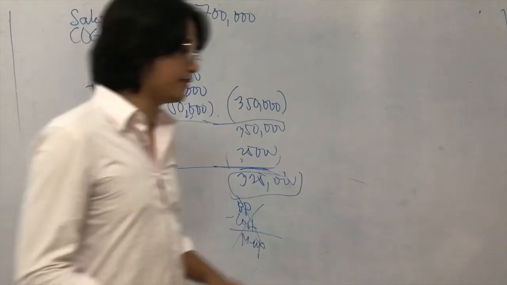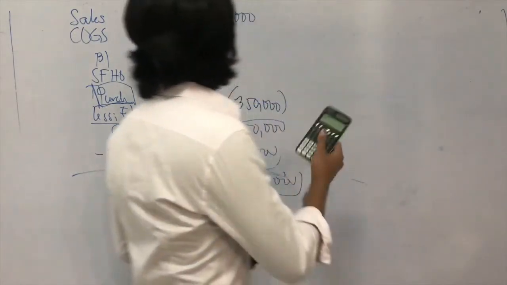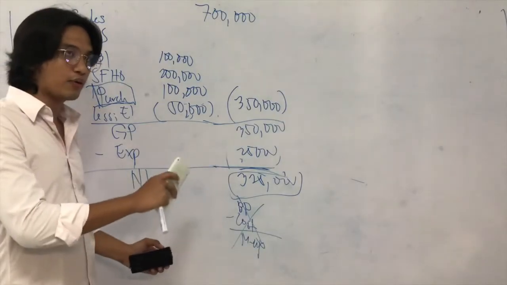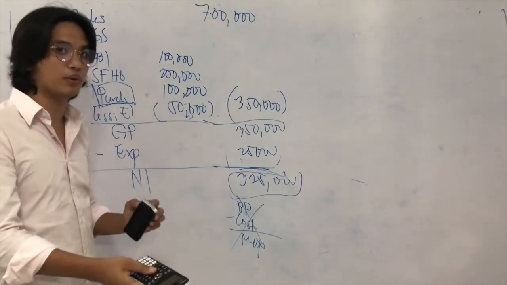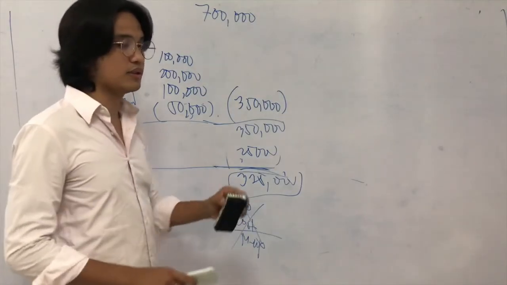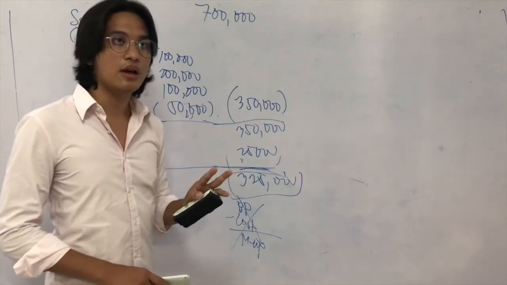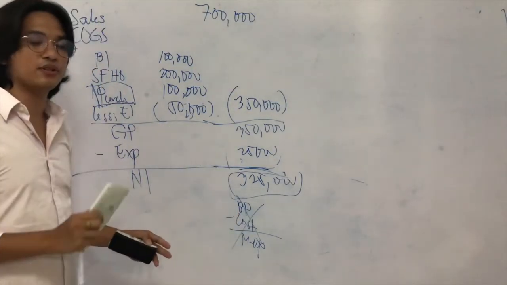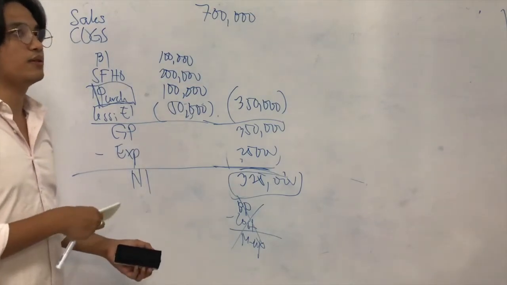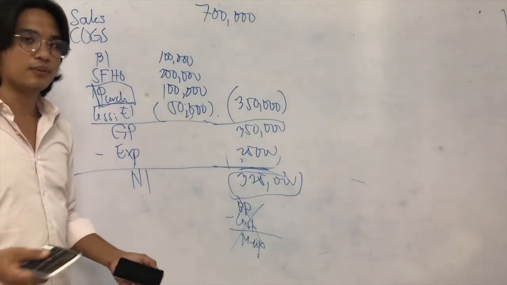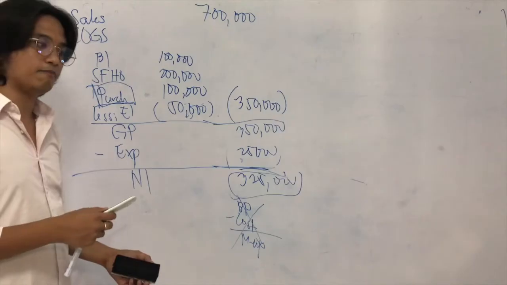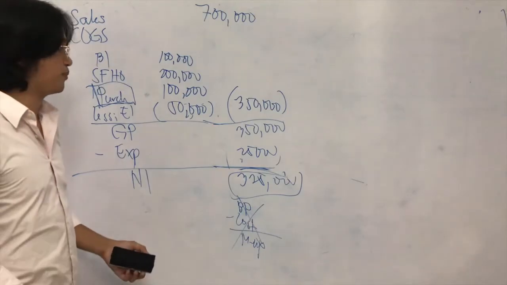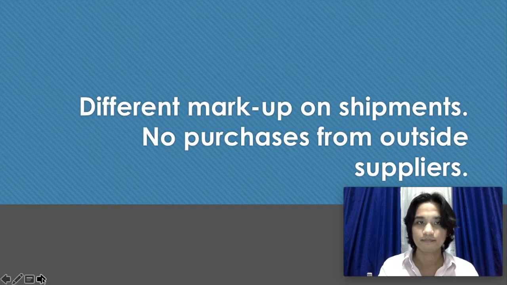And then lastly, we'll have case number 3. So for case number 3, comparing scenario number 1 and scenario number 2, you will notice that in scenario number 1 we have 3 methods. In scenario number 2 we only have 2. That's because the third method in scenario number 1 is only applicable when there are no purchases from outside suppliers, and there's uniform markup on all shipments from home office. So for the third scenario, different markup on shipments, no purchases from outside suppliers.